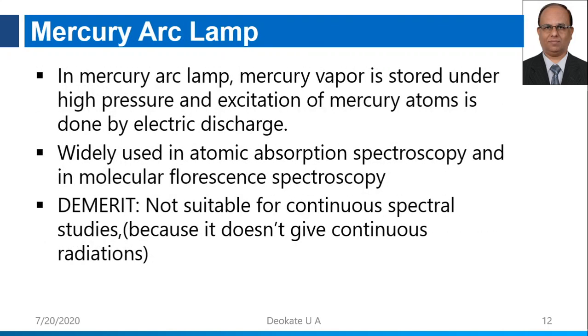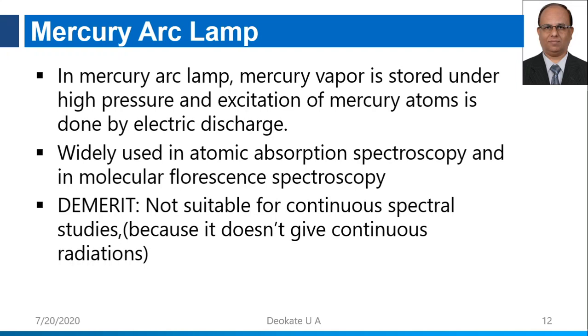One more lamp is there in many cases, that is the mercury arc lamp. In a mercury arc lamp, mercury vapor is stored under high pressure and excitation of the mercury atom is done by electric discharge. It is widely used in atomic absorption spectroscopy and in molecular fluorescence spectroscopy. So whatever filter fluorometers you have in the laboratory, they are using a mercury arc lamp as the source.